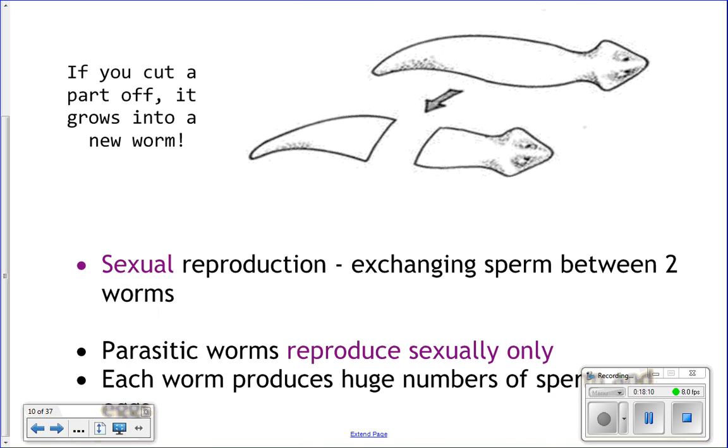When they do sexual reproduction, they will exchange sperm between the 2 worms, okay, and then they'll use that sperm to fertilize their eggs. Parasitic worms are only going to reproduce sexually. And each worm is going to produce huge numbers of sperm and eggs so that they can keep their species alive.